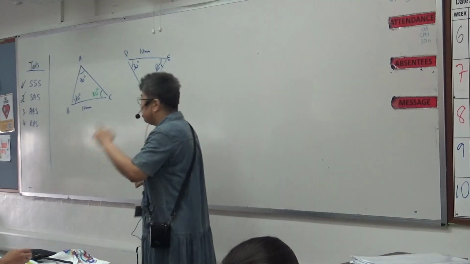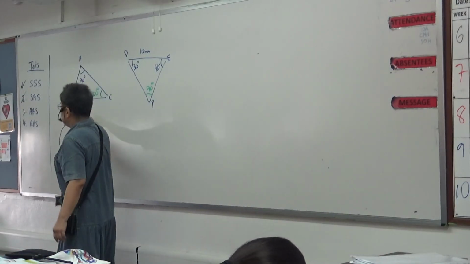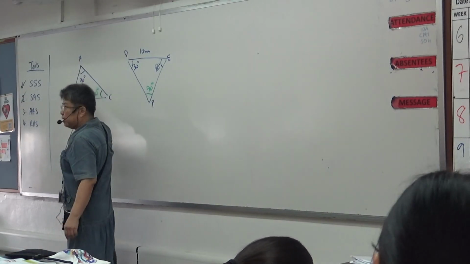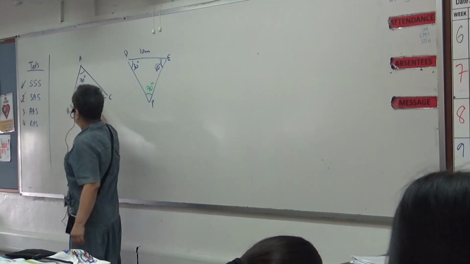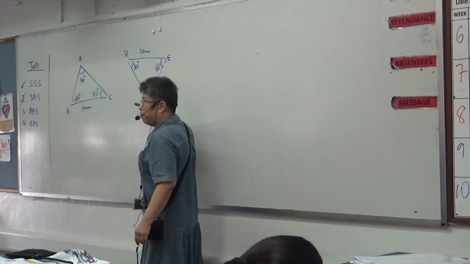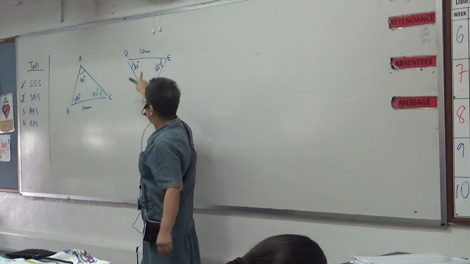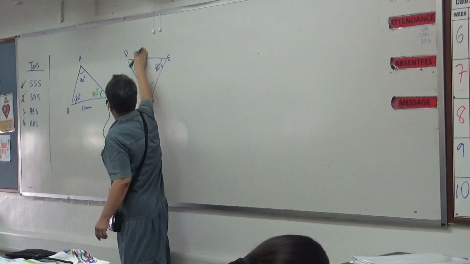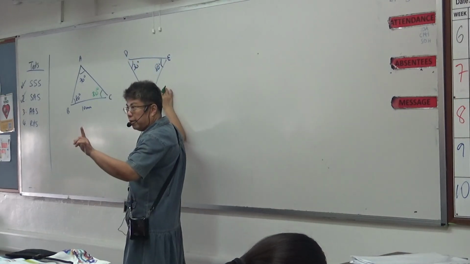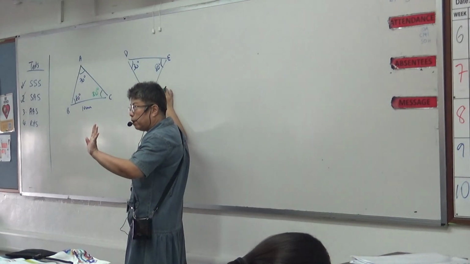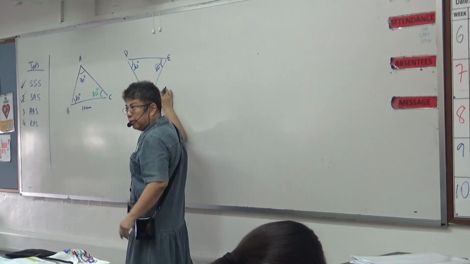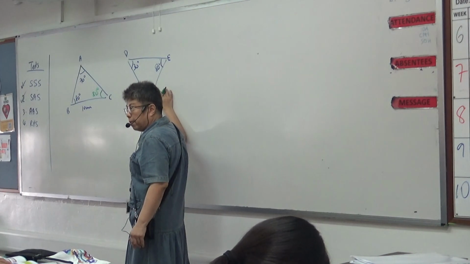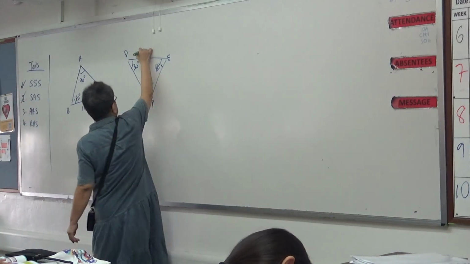Then you must check, can you see this 10 mm is opposite 70? This 10 mm must also be opposite 70. Now, if this 10 mm they put here, then it's incorrect already. You cannot use the test already, because it's opposite the wrong angle. Everybody knows what I'm talking about here now. Okay, so this time round is correct.